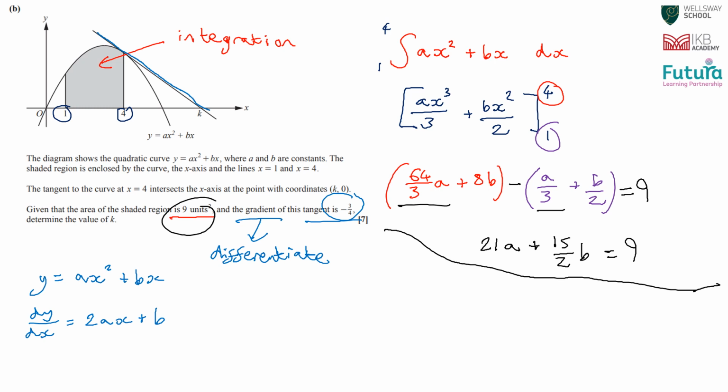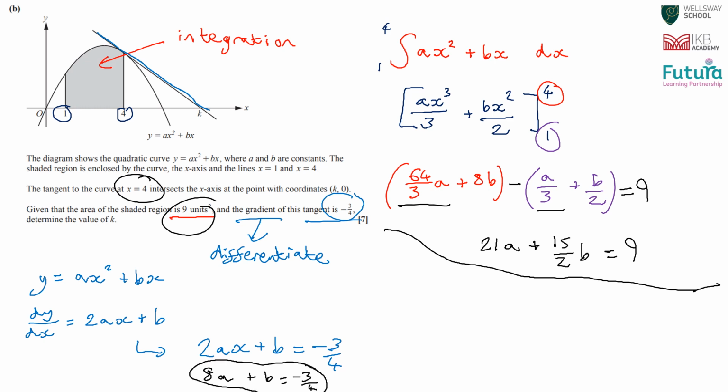So we know in this case that 2ax plus b equals minus 3/4. You might think that's not enough information to solve it. However, there's something else we can do. We know that the gradient is this at the point x equals 4. So we'll say that x equals 4. If x equals 4, then we would get 8a plus b equals minus 3/4, like this.